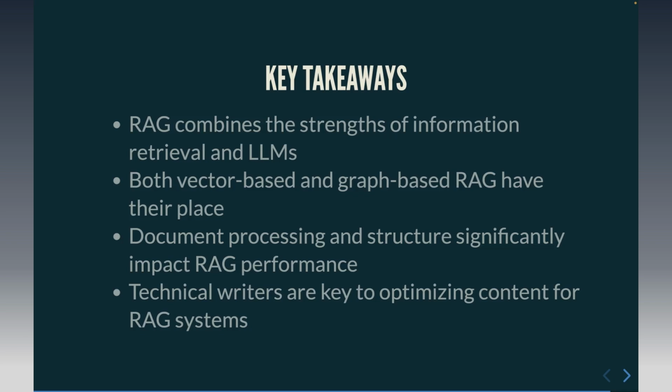RAG is a powerful technique that combines information retrieval with LLMs. Both vector-based and graph-based approaches have their strengths and use cases. The way we process and structure our documentation has a significant impact on RAG performance. As technical writers, we need to optimize our content for these systems.